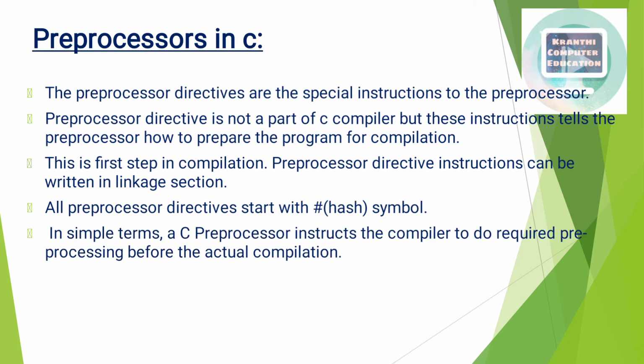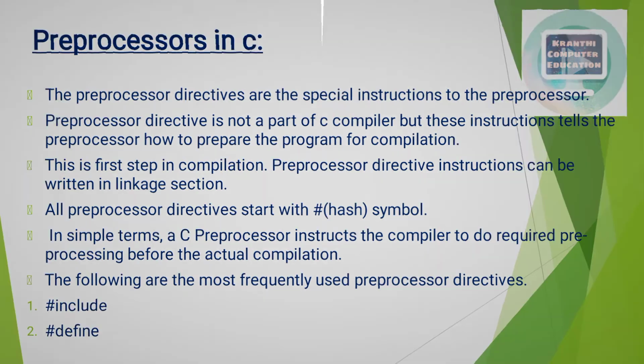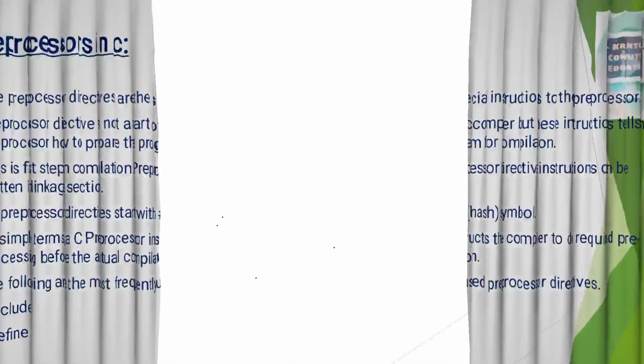In simple terms, a C language preprocessor instructs the compiler to do required preprocessing before the actual compilation. So, before compilation, the C preprocessor directives make our program ready for compilation. The following are the most frequently used important preprocessor directives. They are #include and #define. Let us see them individually in detail.